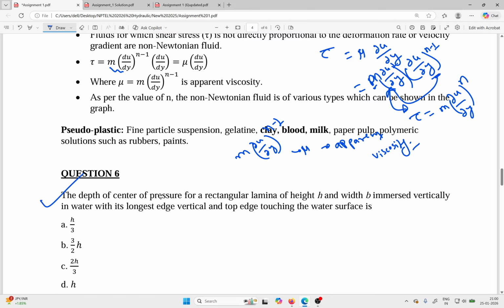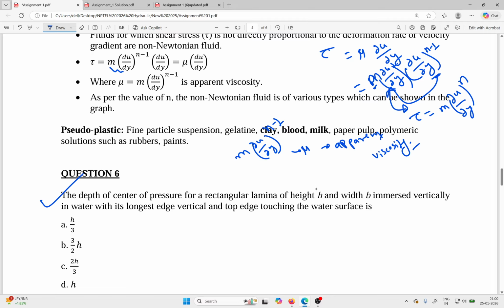The depth of center of pressure for a rectangular lamina of height h and width b immersed vertically in water with its longest edge vertical and top edge touching the water surface. So let us first understand one very technical term, lamina. What is lamina?